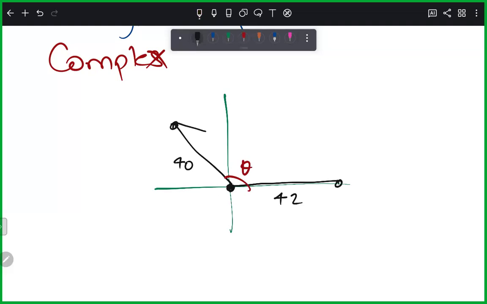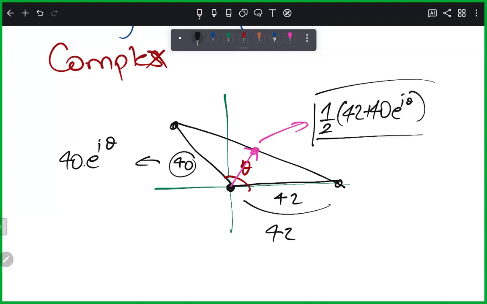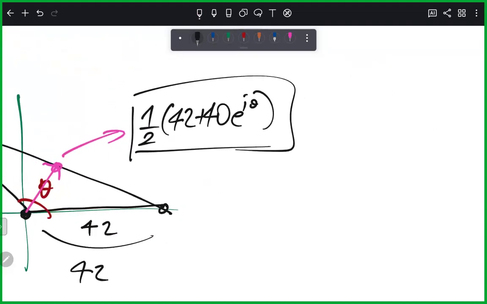And how can we find the median in terms of these numbers? So first of all, the first complex number is 42. This complex number actually equals 40 times e to the i theta, right? And then the midpoint is just the average of those two numbers, right? So this is indeed 1/2 times 42 plus 40 e to the i theta. So we would like to find the magnitude of this quantity, the upper and lower bounds. So let's work with it. So this actually simplifies to 21 plus 20 e to the i theta.